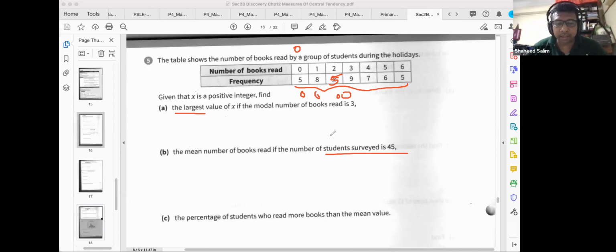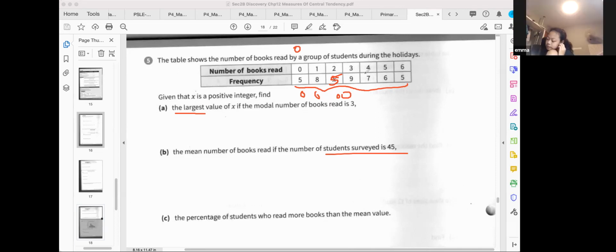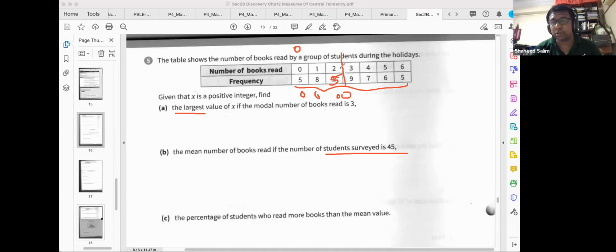So the next one, the percentage of students who read more books than the mean value. You said the mean value that you just found out is 2.96. The ones who read more are from this part onwards. You agree? So you have to find out how many students that is. And the number of students is given by the frequency, correct? Yeah, good. Okay, well done.